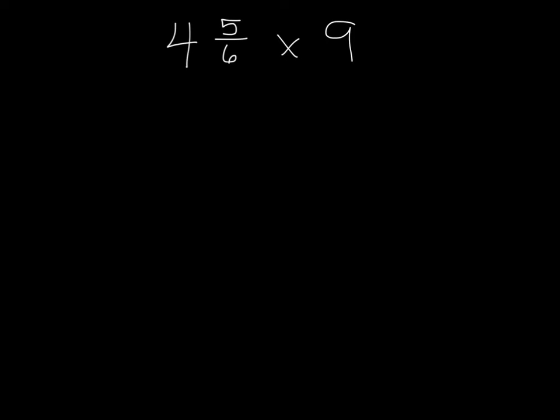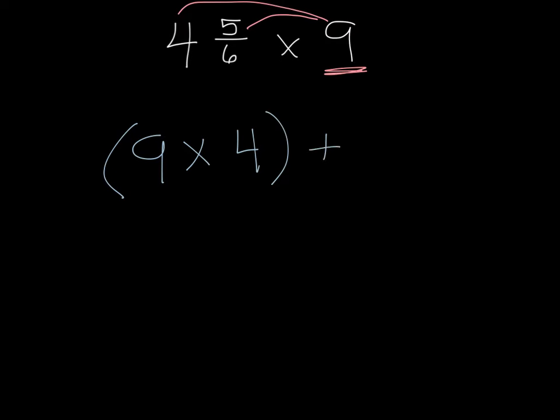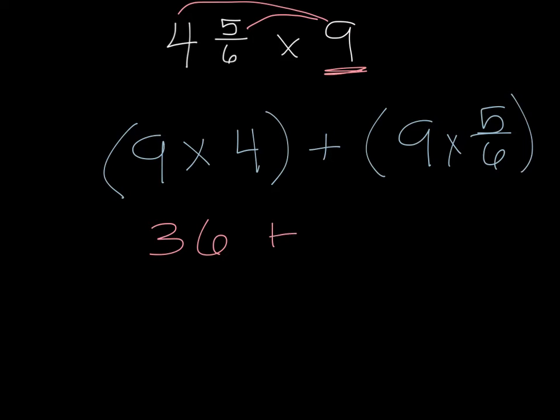For this problem, we have 4 5/6 times 9. Now this time the whole number is on the right side, or it comes second. You still do the exact same thing. You distribute your whole number to both parts of your mixed number. So we would rewrite this as 9 times 4 plus 9 times 5/6. And then we would multiply. So 9 times 4 equals 36. 9 times 5 is 45 over our original denominator of 6.